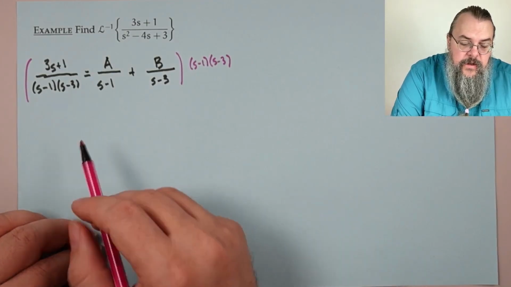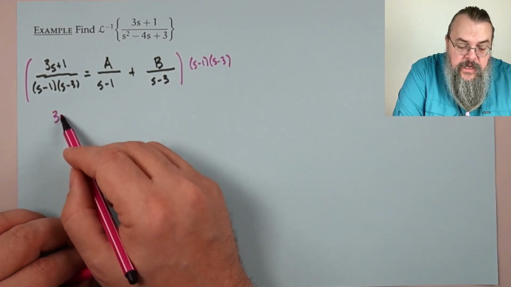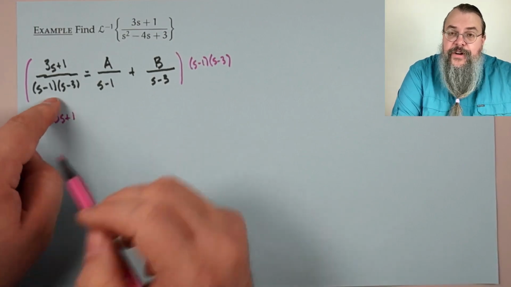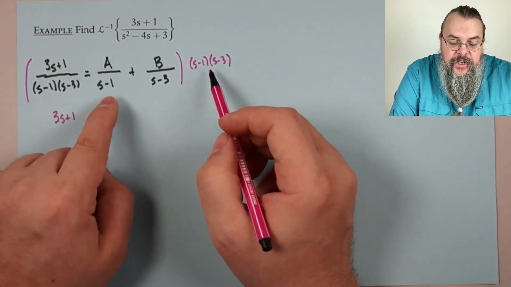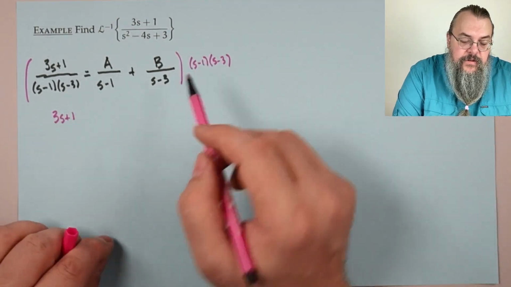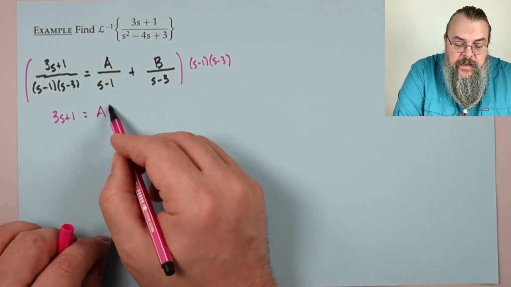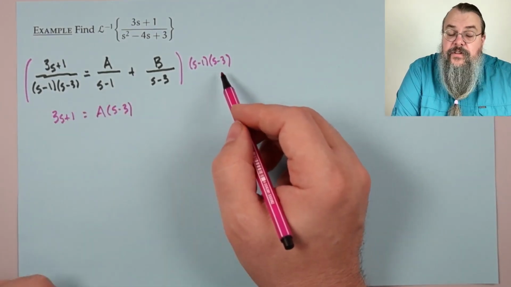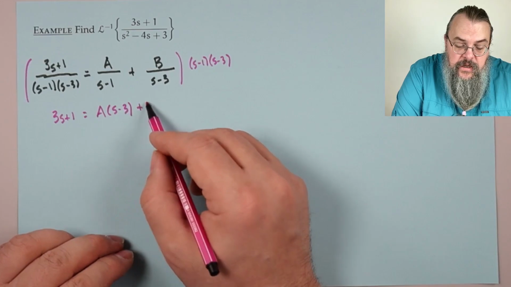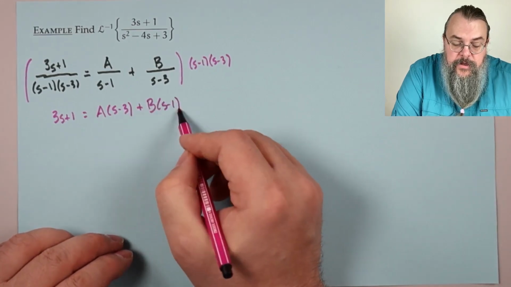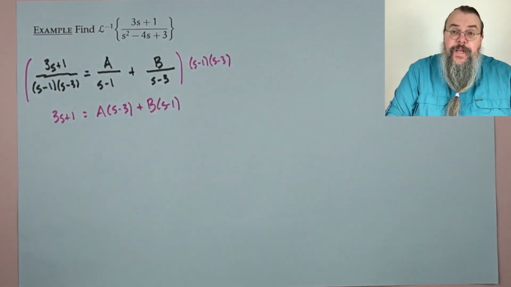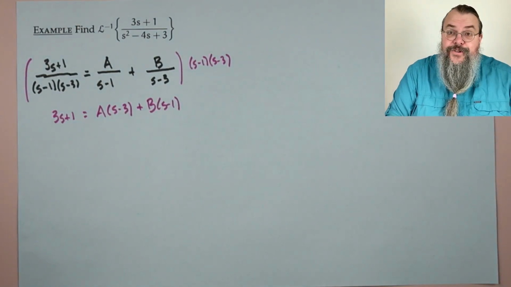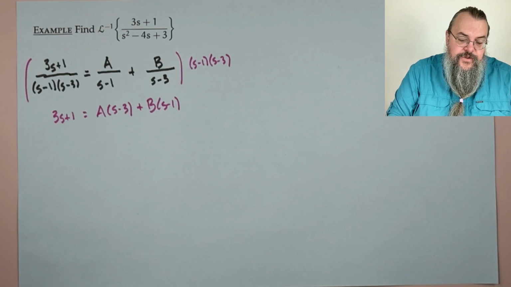And when we do that, what will we have? 3s plus 1, because we've multiplied by the denominator here, so that's simple. Here, the s minus 1's cancel, so we have A times s minus 3. Here, the s minus 3's cancel, so we're left with B times s minus 1. And can we make good choices? Well, yeah, we can. So what are some good choices?